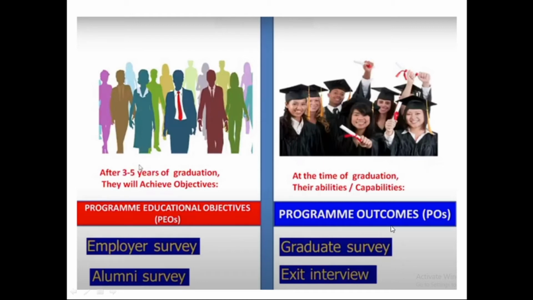What is the program outcome? Program outcome, we have at the time of graduation: what is their skill, what is their ability, what is their knowledge, what is their attitude. There are 12 program outcomes. It is defined by the NBA. We have indirect assessment like graduate survey and exit interview, and also direct assessment like examination patterns. Based on this, we can define this program outcome.